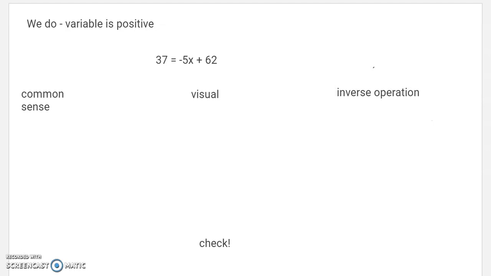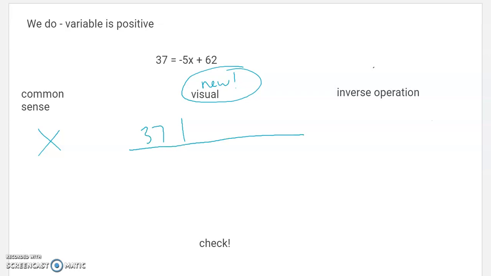So here we go. We're going to really focus on this visual strategy today, because this is what's new. And if you even want to make a note to yourself to focus on this, this is the new stuff. So let's set that up. 37 equals negative 5x. Maybe even draw an arrow so you remember how you draw this.